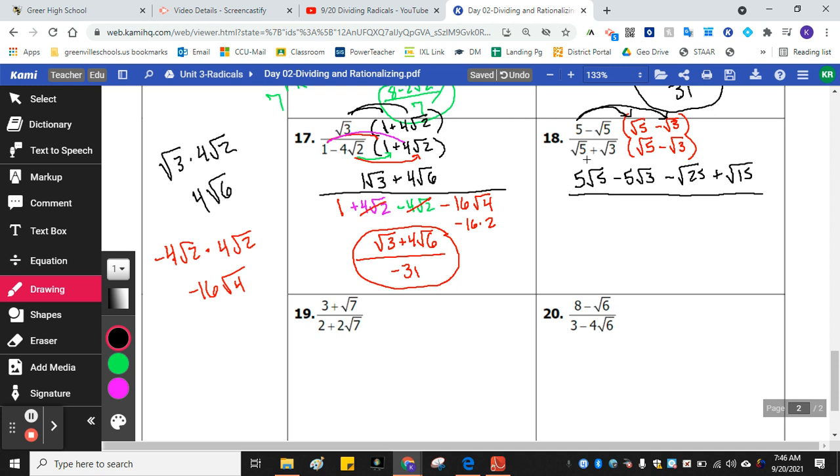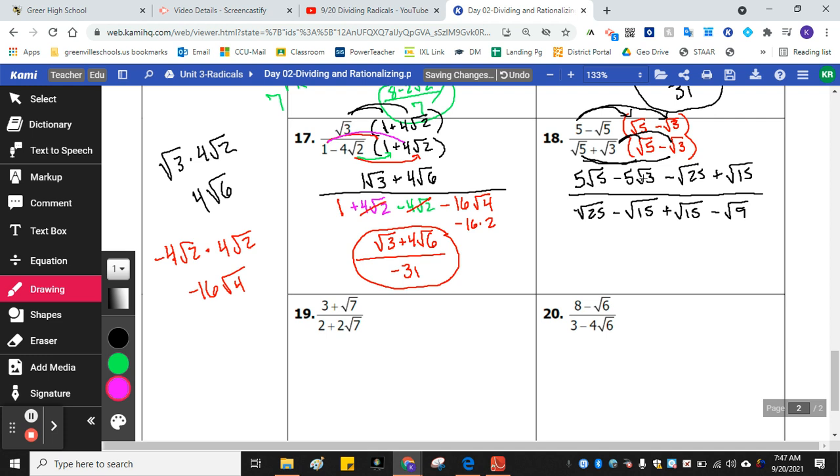All right, on the bottom, square root of 5 goes to both. Square root of 5 times square root of 5 is square root of 25. Square root of 5 times square root of negative 3 is negative square root of 15. They're both under a radical, so you can multiply them. Then the inside, square root of 3 times square root of 5 is positive square root of 15. Square root of 3 times negative square root of 3 is negative square root of 9. And we'll simplify.